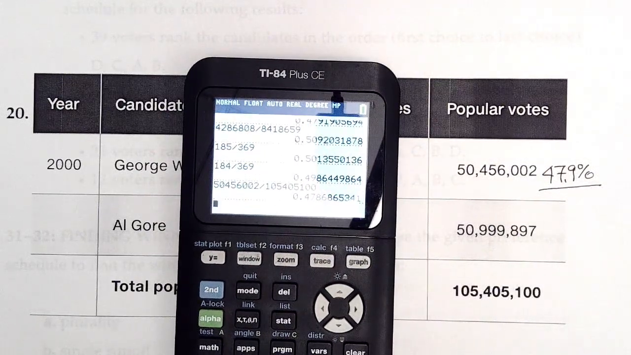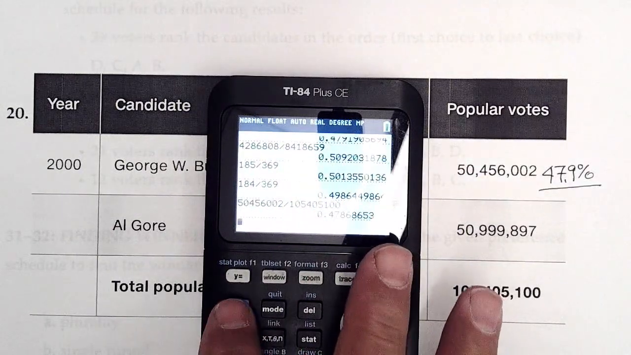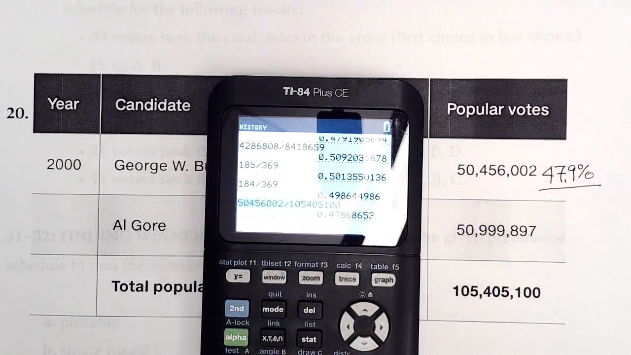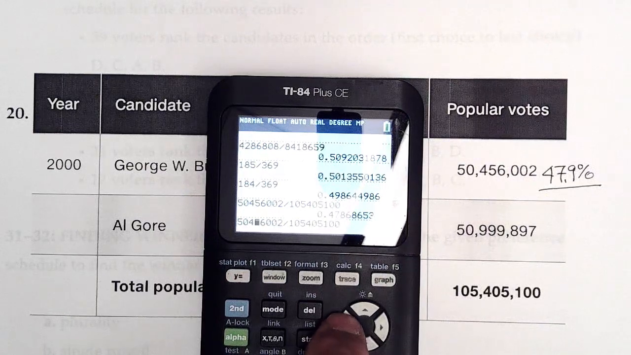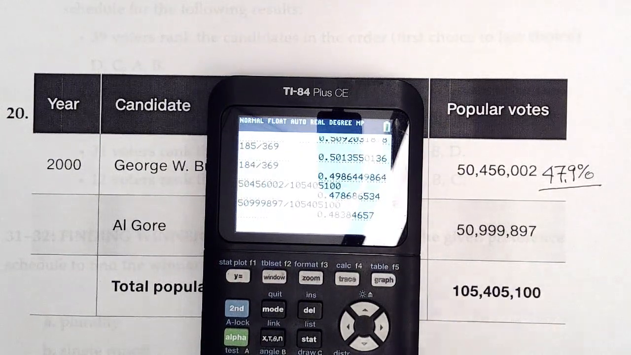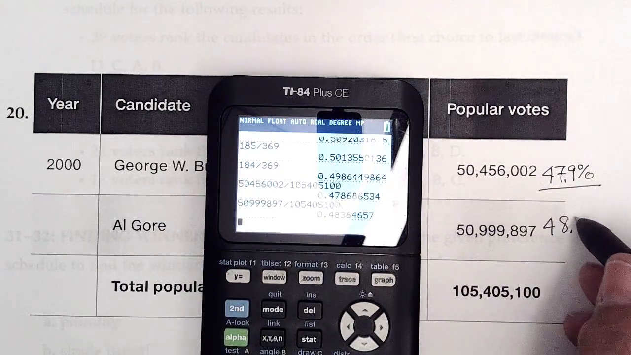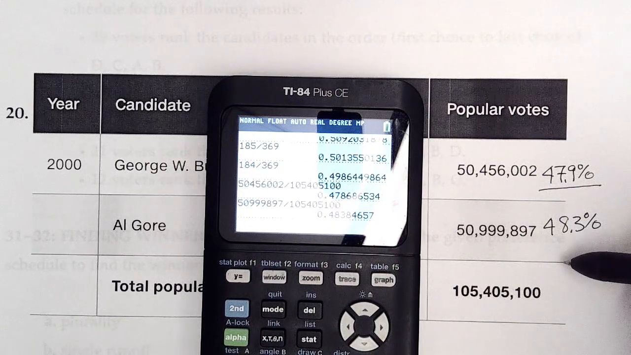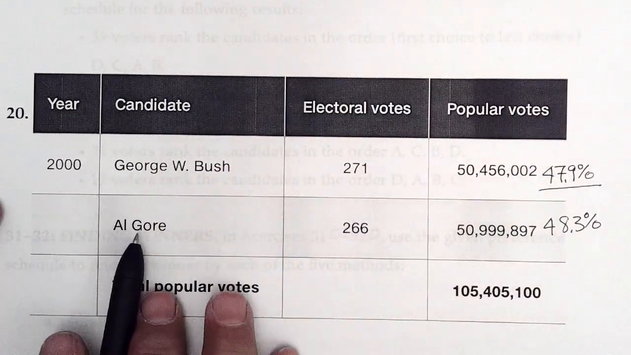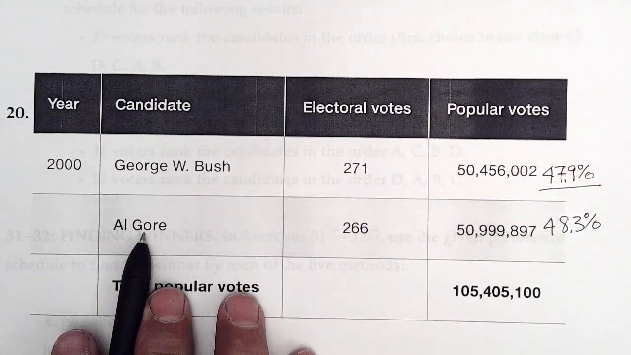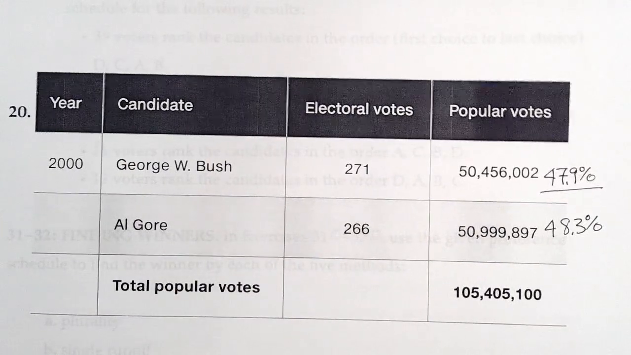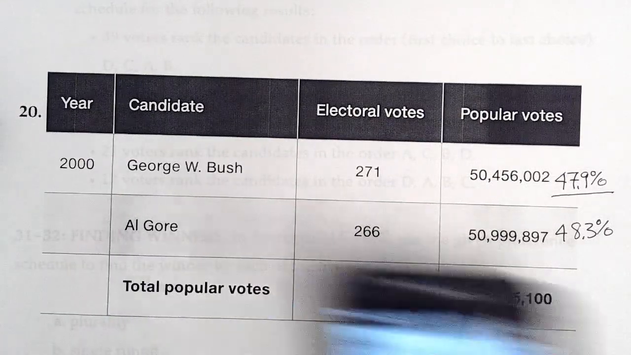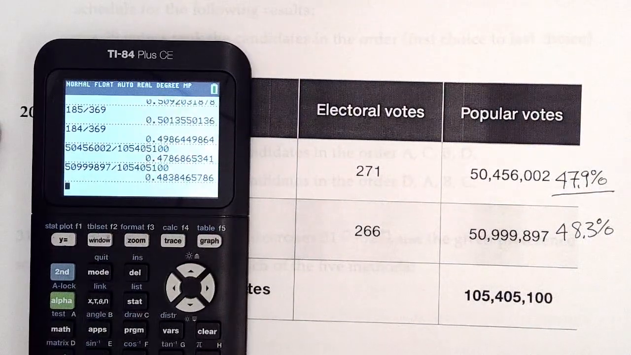And let's see what the other one got, Al Gore. So go up and change the number to 50,999,897. You got 48.3%. Now, if you add these two, you don't get 100%. That was because there was another candidate that took some of the vote, Ross Perot, I believe it was, and took some of the votes away from Al Gore. And there was a dispute for a long time over Florida, and that went to the Supreme Court. But anyway, neither got a majority in this case.